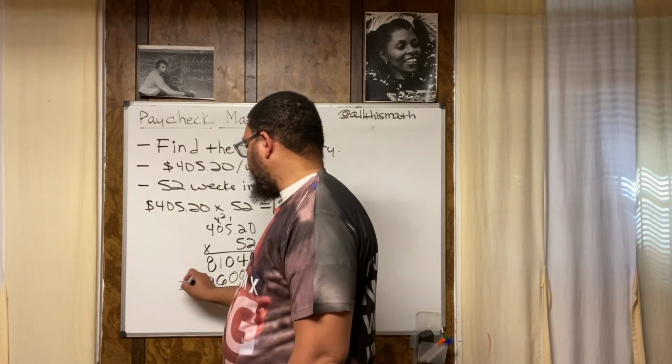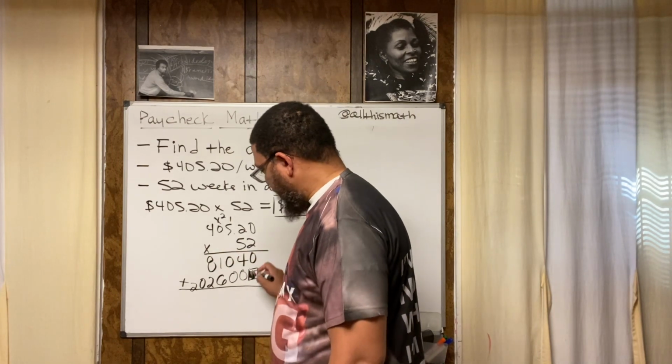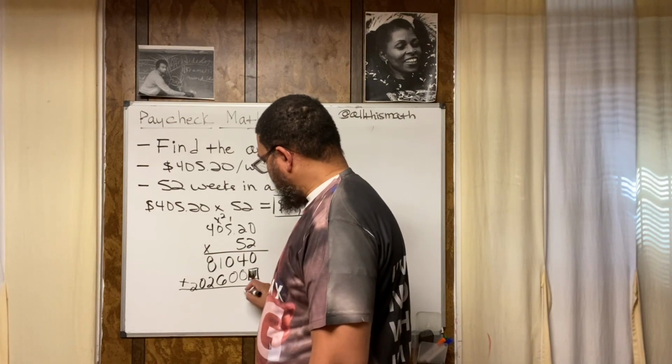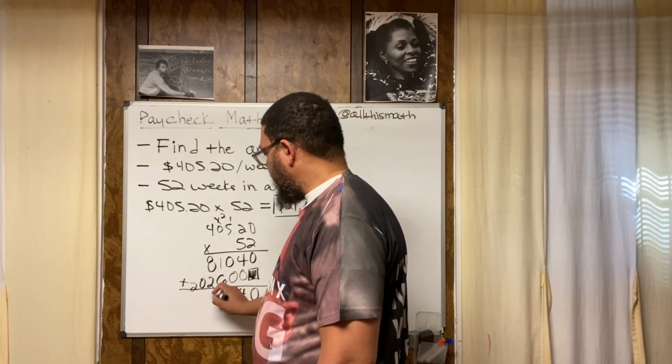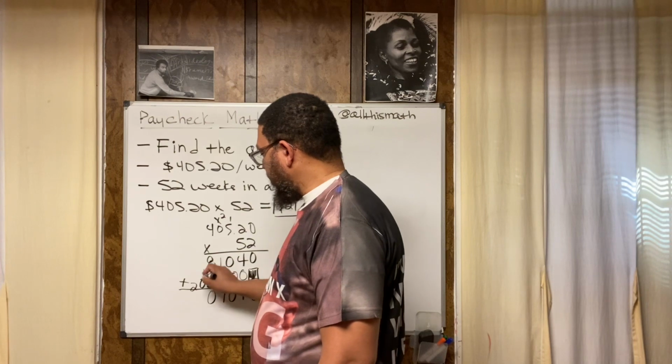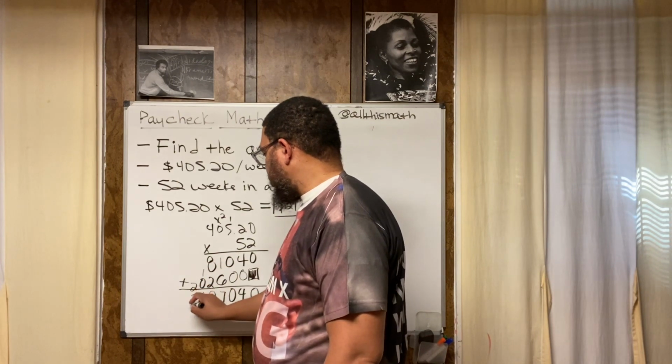Write your line. Now we're going to add these two products together. This long number and this long number. 0 plus nothing, that's really 0, is 0. 4 plus 0 is 4. 0 plus 0 is 0. 1 plus 6 is 7. 8 plus 2 is 10. Write the 0, carry the 1. 1 plus 0 is 1. The 2 plus nothing is 2.